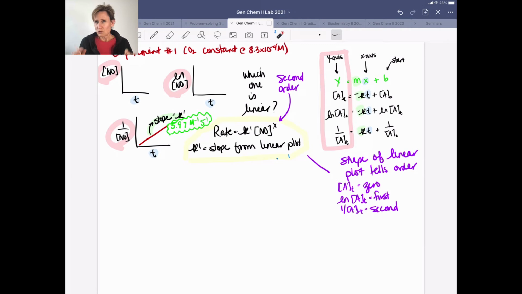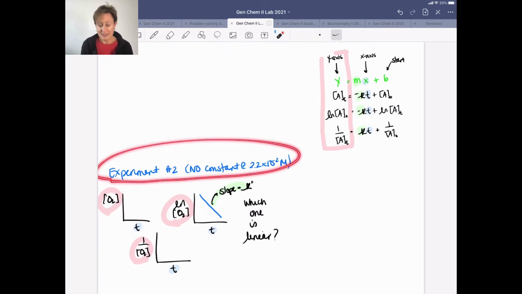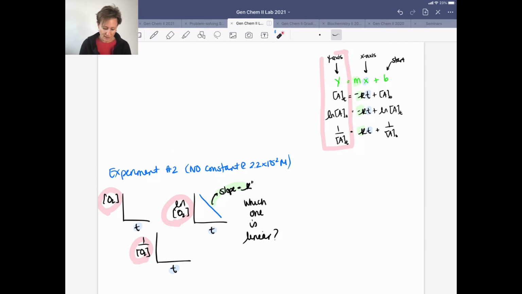Okay, so I'm going to go a little bit more quickly now because the second half of this paper here walks through how we do that for the second set of experimental data. The second set of experimental data is now where we're holding NO constant. So that's going to be looking at changes in oxygen concentration as a function of time. And again, we're asking the question, which one of these is linear?